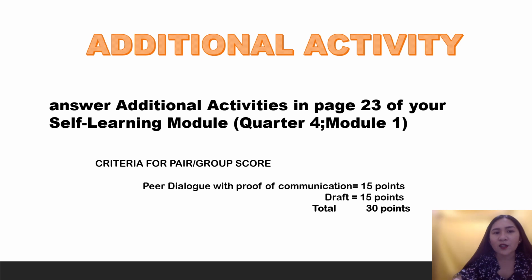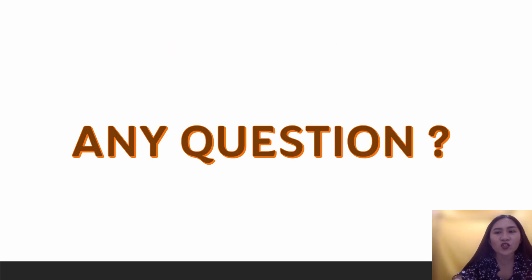Okay? Now, for the additional activity, you may look into your module on page 23. The criteria is shown here. Peer dialogue with proof of communication is given 15 points, and the draft is given also 15 points, with a total of 30 points. Any question? If you have any point of clarification, you may just message me later, or you may ask your questions in the chat box.